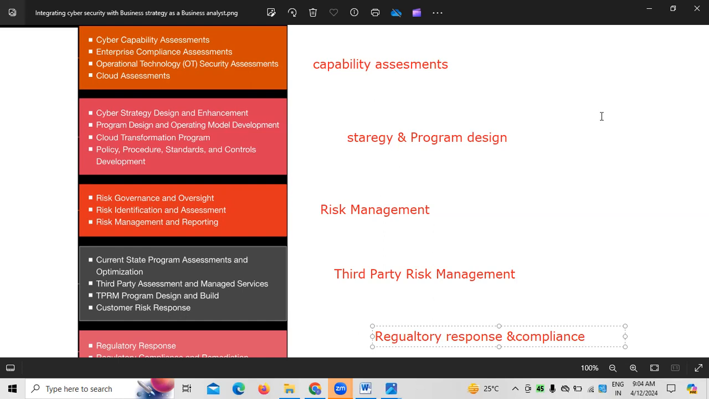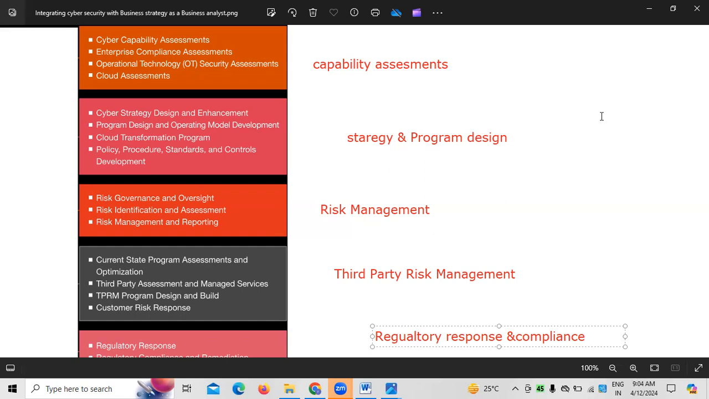So by implementing strategy design and enhancements in the cyber security part, we need to identify the kind of model development which connects to the program design and operational strategy. What is it that we need to focus on when we are going to build the strategy I'm talking about.